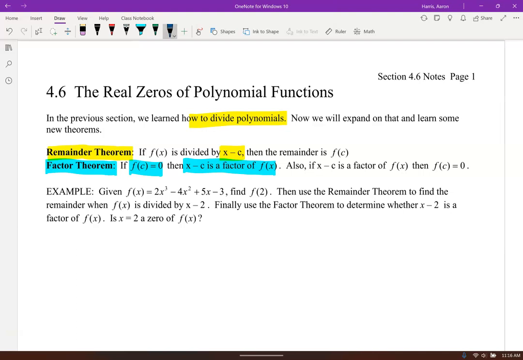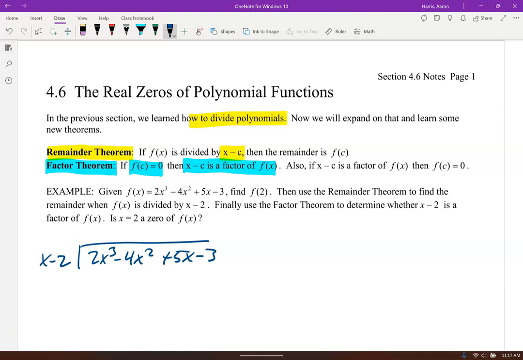Okay, so let's look at this first example here. Let's say you're given this function, f of x. Let's go ahead and use the remainder theorem to find the remainder when we divide by x minus 2. So here's our function, 2x cubed minus 4x squared plus 5x minus 3. And let's say we divide it by x minus 2. I'll do it with long division here first, and we can do it with synthetic division as well after.